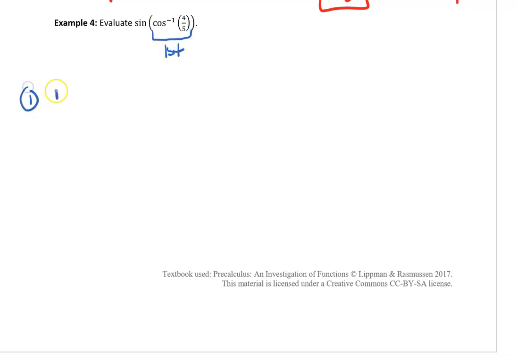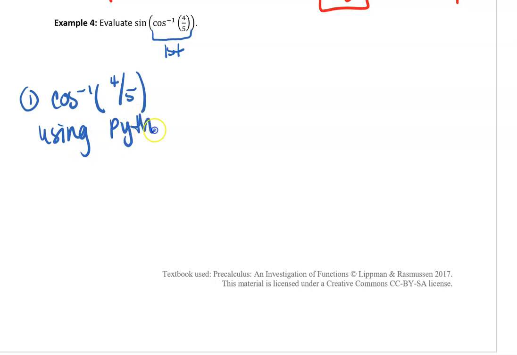So number one, I want to figure out what is the arc function of 4/5. So let's consider this. Arc function of 4/5. I need to figure out the cosine of 4 over 5, and then I need to switch over to the sine of it. And so I'm going to approach this a little bit differently. I'm going to do this using the Pythagorean identity.